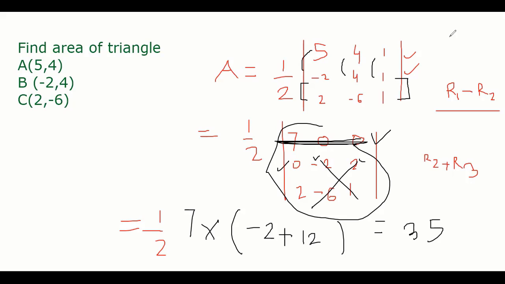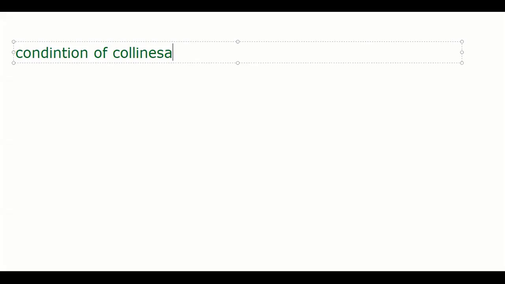Let's do this now. What do you mean by collinear points, guys? What is the relation between collinear points and area of a triangle? If I give 3 points, what is the condition of collinearity? Area of the triangle must be 0. Right, and why is it so? Because when those 3 points lie in the same line, we cannot form a triangle.